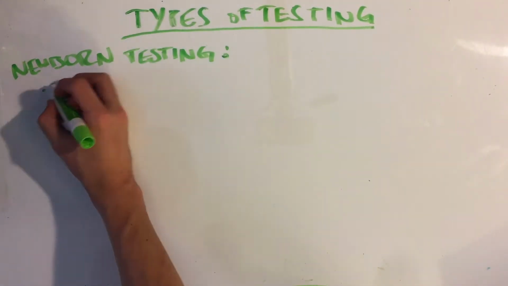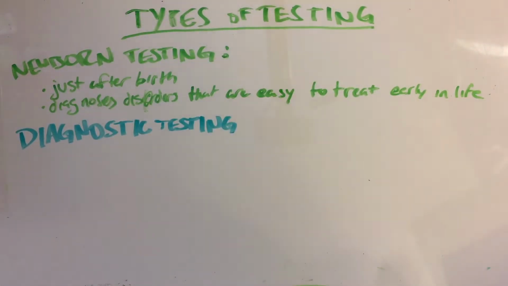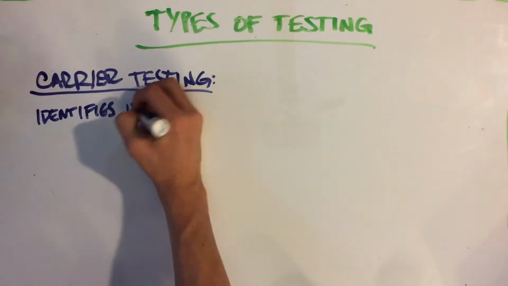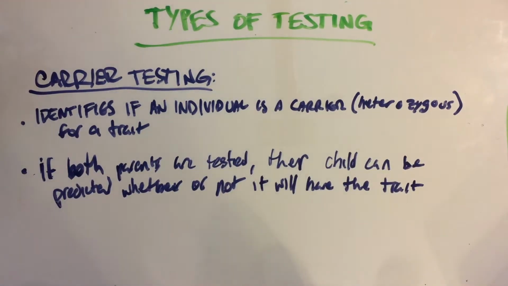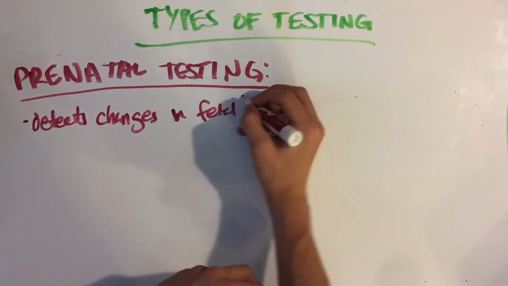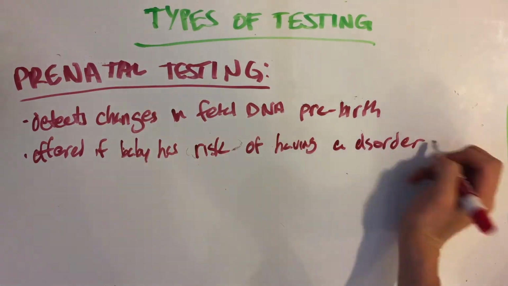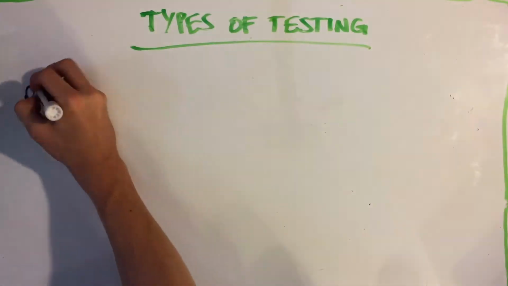The first is newborn testing, which is when a newborn is tested just after birth to diagnose genetic disorders that can be easily treated early in life. Diagnostic testing is used to confirm a diagnosis of some disorder based on previously observed symptoms. Carrier testing identifies if an individual is a carrier for a disease, like being heterozygous. If both parents are tested, this test can be used to see if a child between them has a chance to get a disorder. Prenatal testing detects changes in fetal DNA before birth. It is offered during pregnancy if there is an increased risk that the baby will have a disorder. It usually isn't very accurate, but it can be helpful to determine if a child will have some disease.